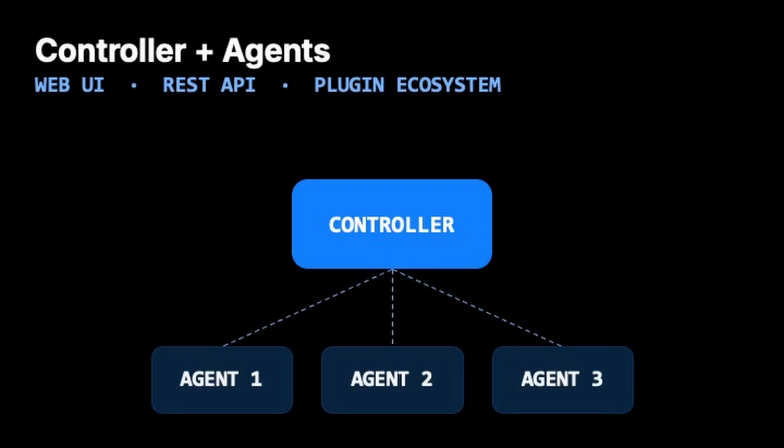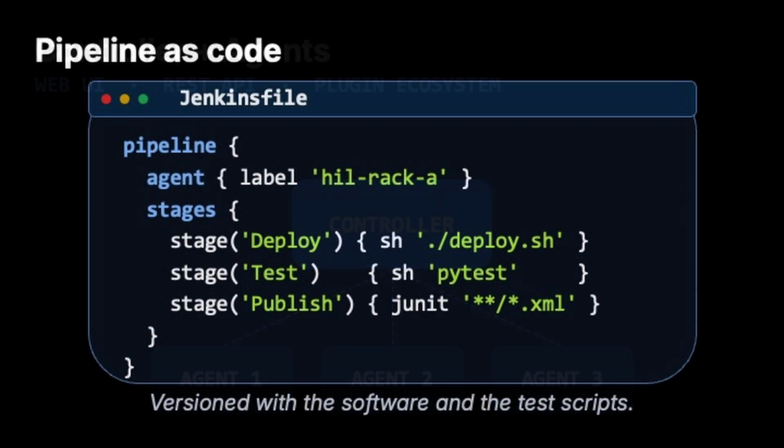Jenkins in general runs so-called jobs. A job is just a sequence of steps. For example, checking out code, running a script, and collecting results. Modern Jenkins jobs are pipelines, written as code in a file called Jenkinsfile. That file lives in the repository, versioned together with the software and the test scripts.